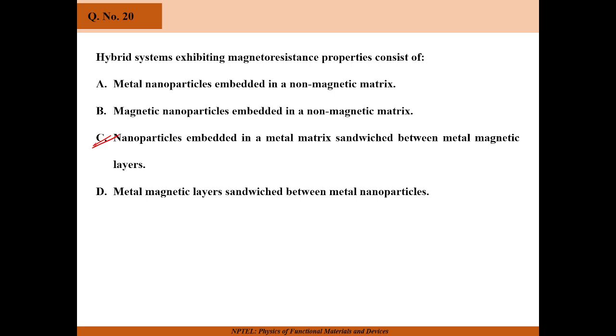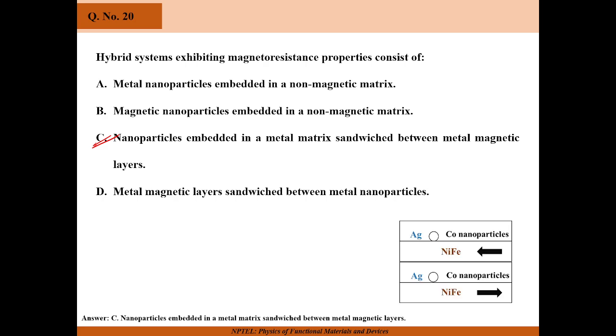A hybrid system exhibiting the magnetoresistance property consists of, this is basically option C, nanoparticles embedded in a metal matrix sandwiched between metal magnetic layers. We have discussed an example for this, where we have silver as the metal matrix with cobalt nanoparticles embedded in it, and then we have a magnetic metallic material, nickel ferrite, and these layers are sandwiched. So this is an example of hybrid magnetoresistant materials.